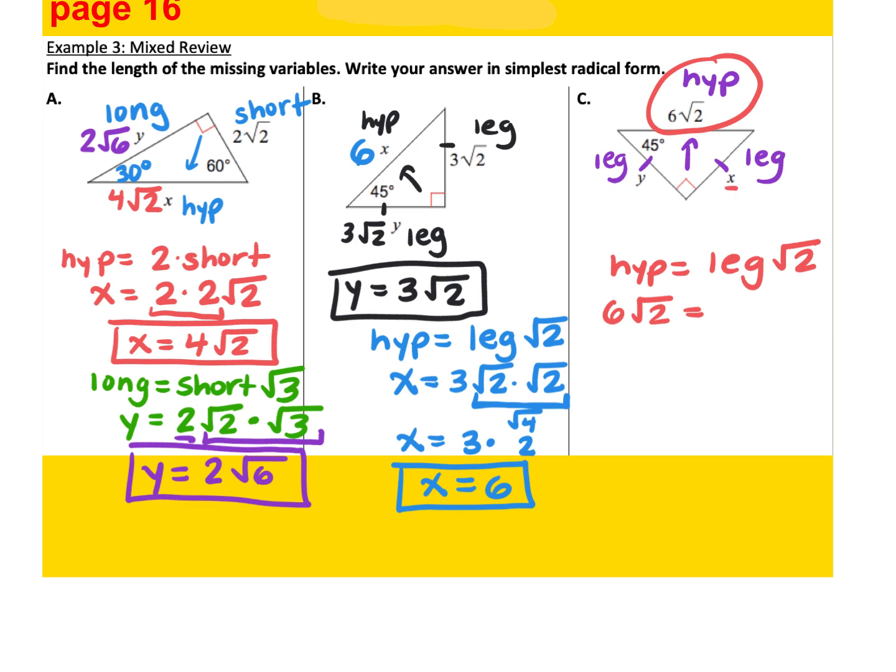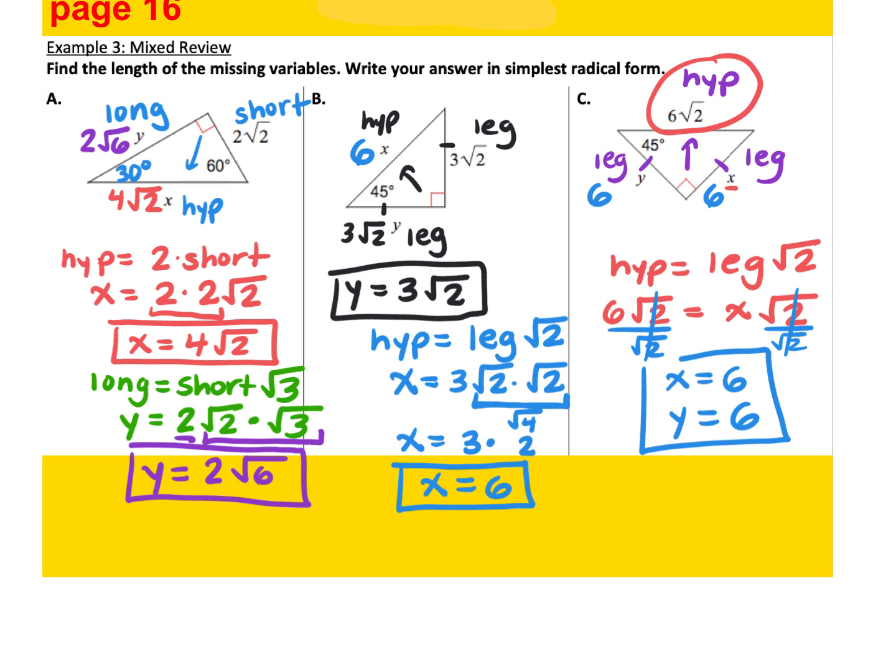You can pick either x or y. I'll just do x root 2. And we need to get the x by itself, so let's go ahead and divide each side by root 2. Since there's a square root of 2 on both sides, that cancels, and now x is just 6. And then the other leg is the same, so y is also 6. The hypotenuse, 6 times root 2, is leg root 2, so that makes sense.